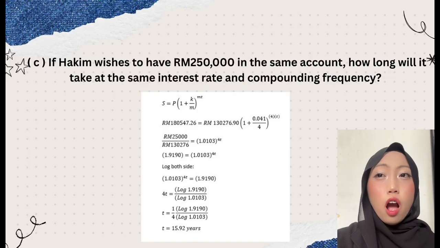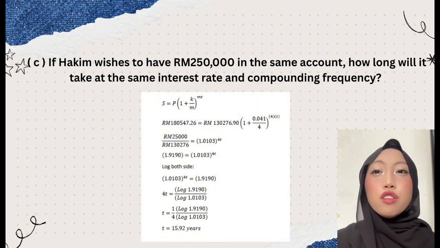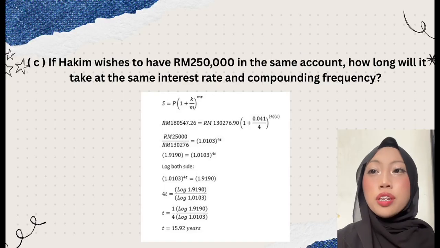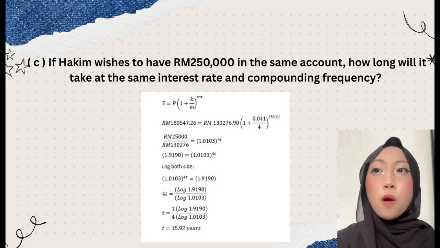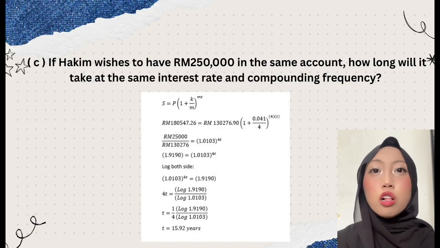Now, we are headed to question C, which is Hakim wishes to have RM250,000 in the same account. How long will it take at the same interest rate and compounding frequency? For this question, the formula was S equals P(1 + k/m)^(mt). After that, we replace the S with RM180,547.26 equal to RM130,276.90 (1 + 0.041/4) to the power of 4 multiplied by t. After that, we use a calculator to solve it.